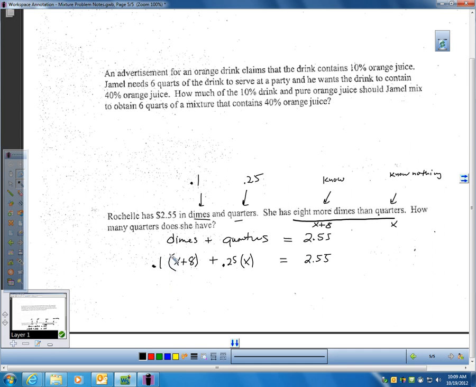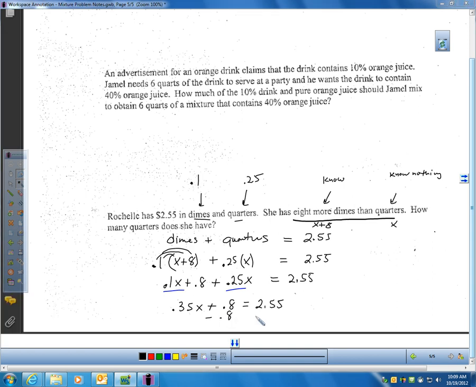Well, let's solve it. I have to distribute first. 0.1x plus 0.8 plus 0.25x equals 2.55. Well, now this is easy. Simplify, solve. I can see I have like terms here. So I have 0.35x plus 0.8 equals 2.55. Now you're going to notice this is a simple two-step equation.